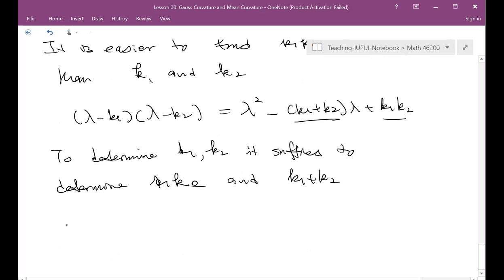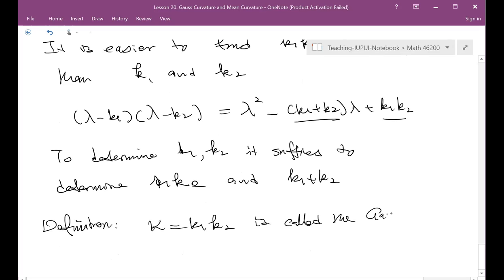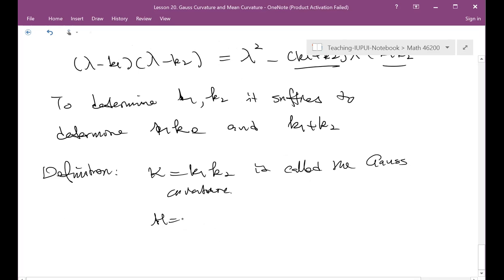So first of all, let's introduce the notation. Here's the definition. K equals K1 K2 is called the Gauss curvature. H, half of the sum, the average value of these two, is called the mean curvature. That's the mean value of the principal curvatures.